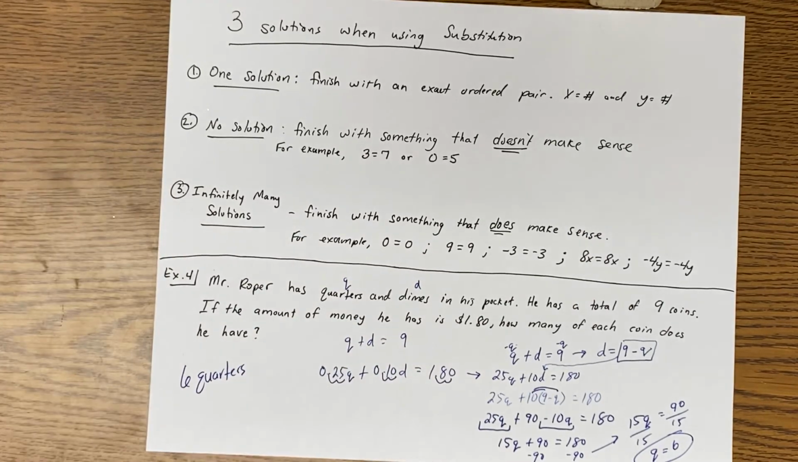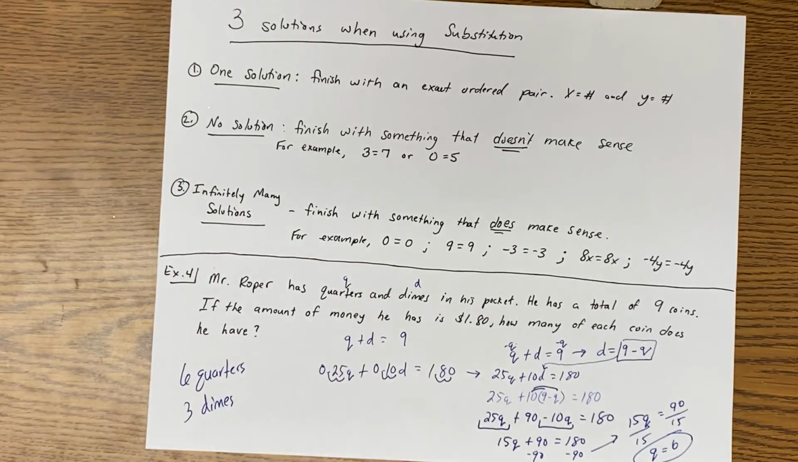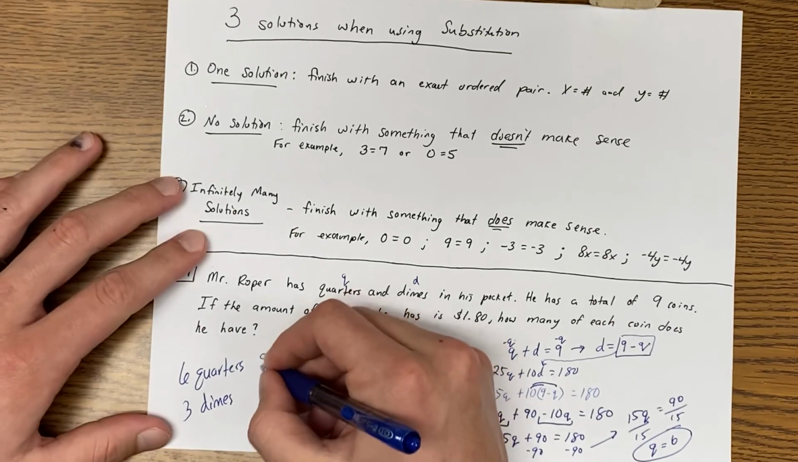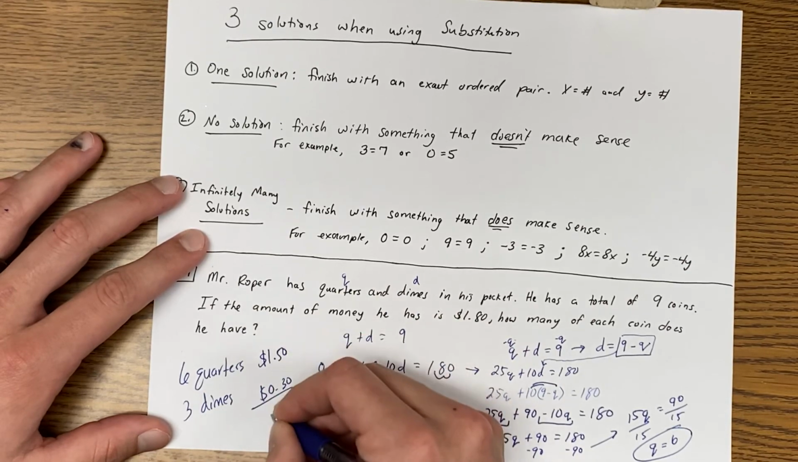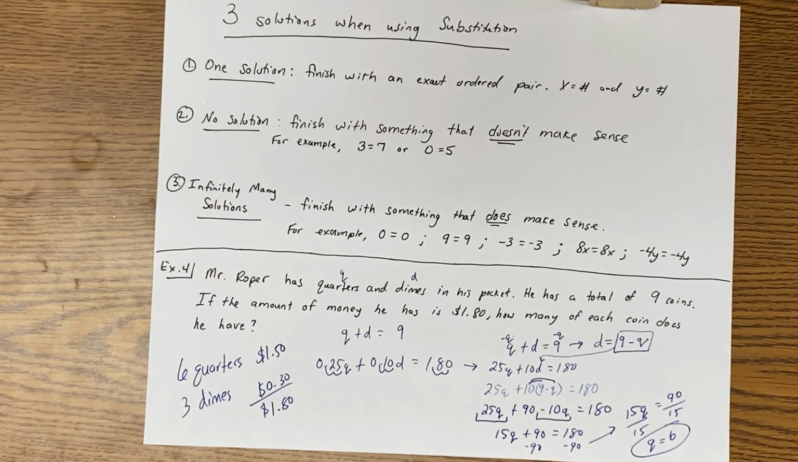Okay, so now at this point, if we have 6 quarters and we have 9 total coins, that means we're going to have 3 dimes. Okay, so how can we check this? Well, we know that 6 quarters would be, 4 quarters is $1, so 2 more would be $1.50. 3 dimes would be 30 cents. If we add those together, we get $1.80. So this is the method of substitution.